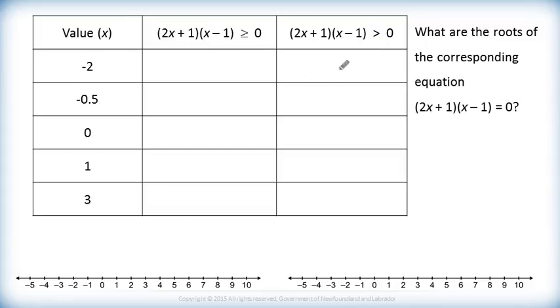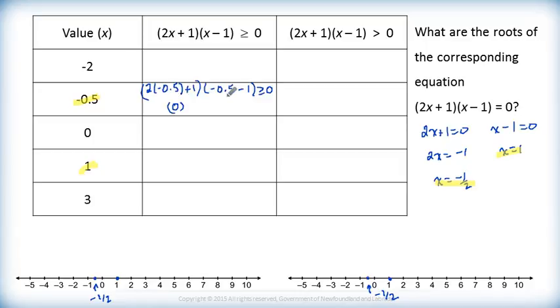Before we do anything with those, though, let's take a look at the corresponding equation, 2x plus 1 times x minus 1 equals 0. We find the roots. Now I want you to keep your eye on those two values because those values are in this table. Let's see what happens. I've also marked both of those values on these two number lines. I've put the negative decimal 5 in each bracket. And now let's see what happens.